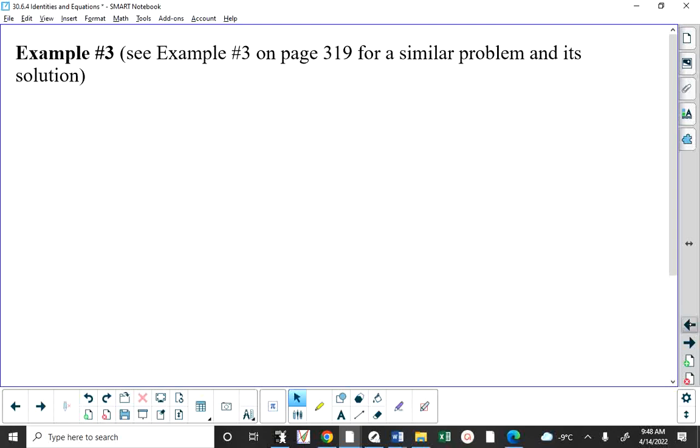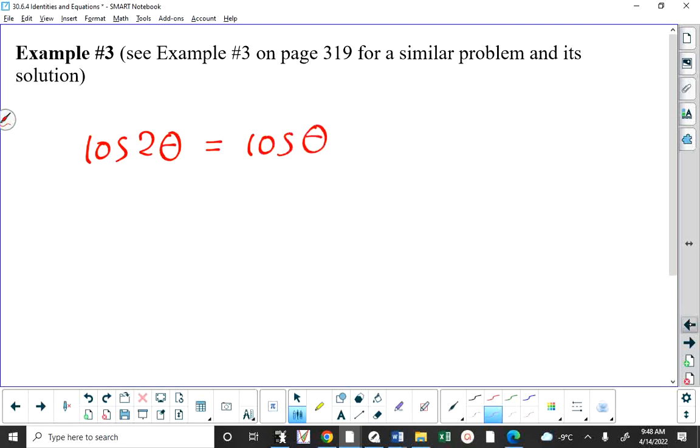So number 3, we have cos of 2 theta equals cos of theta. And we want a general solution. Did I write that down correctly? Because I can't read small print with these glasses. Okay.